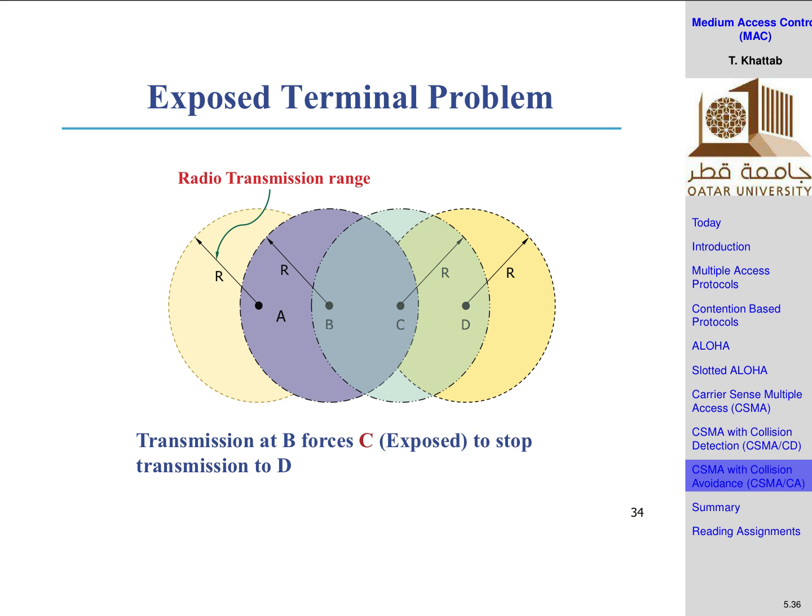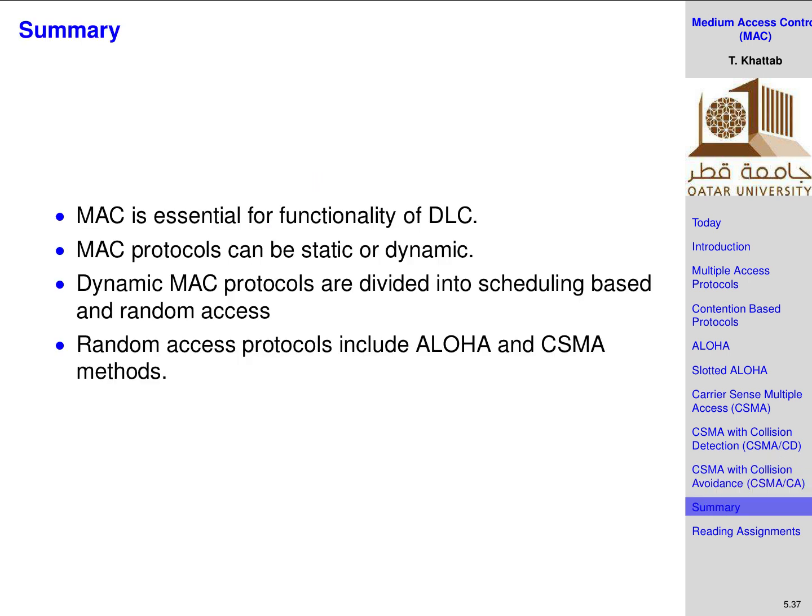Even though the transmission of B is not going to affect the reception at D, because it's sensed by C, C is not going to transmit. It's going to avoid the collision. So that reduces the efficiency a little bit, but this is a problem that cannot be solved. It exists because of the wireless medium. At this point, we have finished this part on the medium access control protocols.